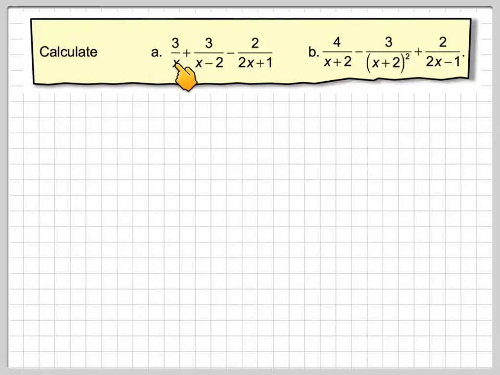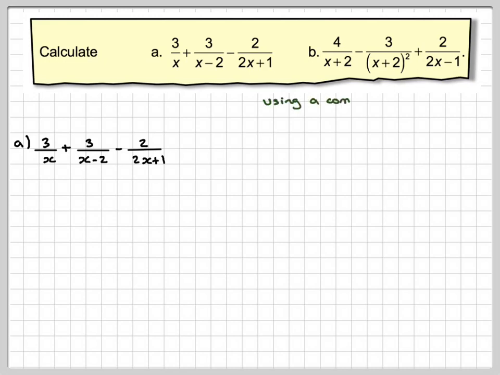Calculate (a) 3 over x plus 3 over x minus 2 minus 2 over 2x plus 1, and (b) 4 over x plus 2 minus 3 over (x plus 2) squared plus 2 over 2x minus 1. So writing the first one out, what we need to do is make a common denominator. So the common denominator will be x times (x minus 2) times (2x plus 1).